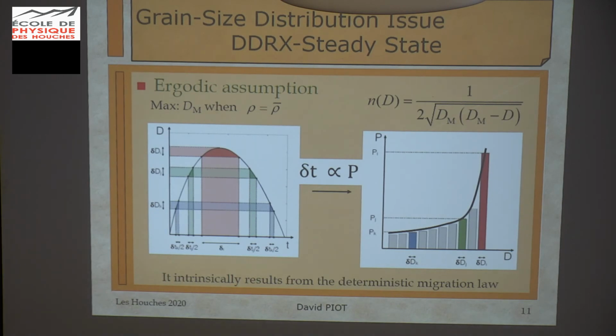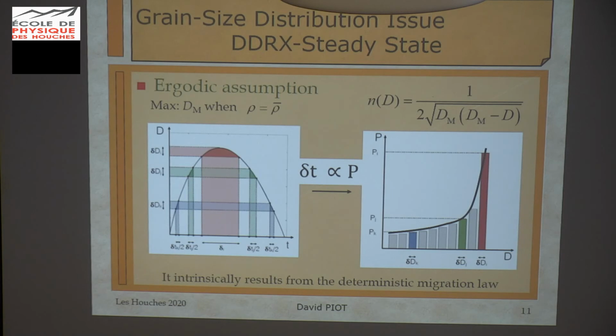With all these 5 points, it's possible to use some model to predict what you want: the flow stress, the grain size, and during steady state, which is quite interesting because all the parameters are constant, even the grain size distribution. We can use the ergodic assumption, so it's possible to estimate the grain size distribution from the history of one grain.